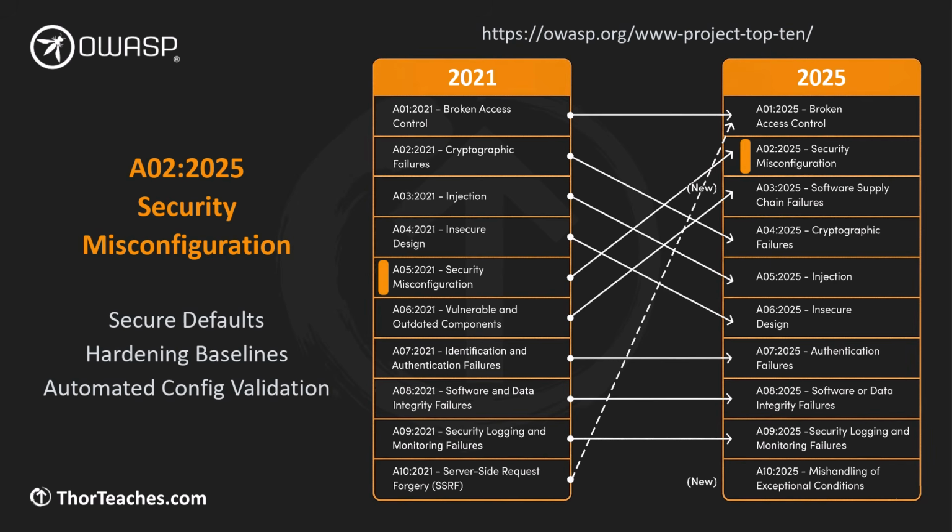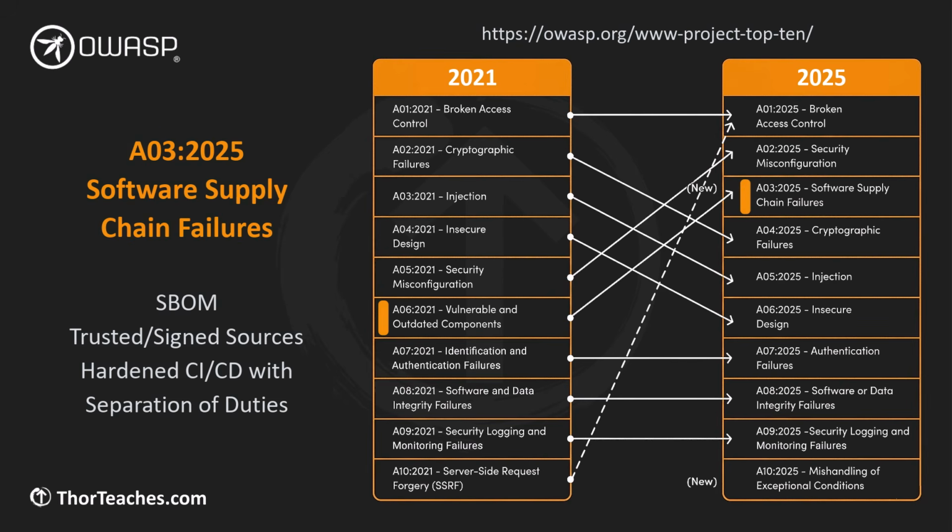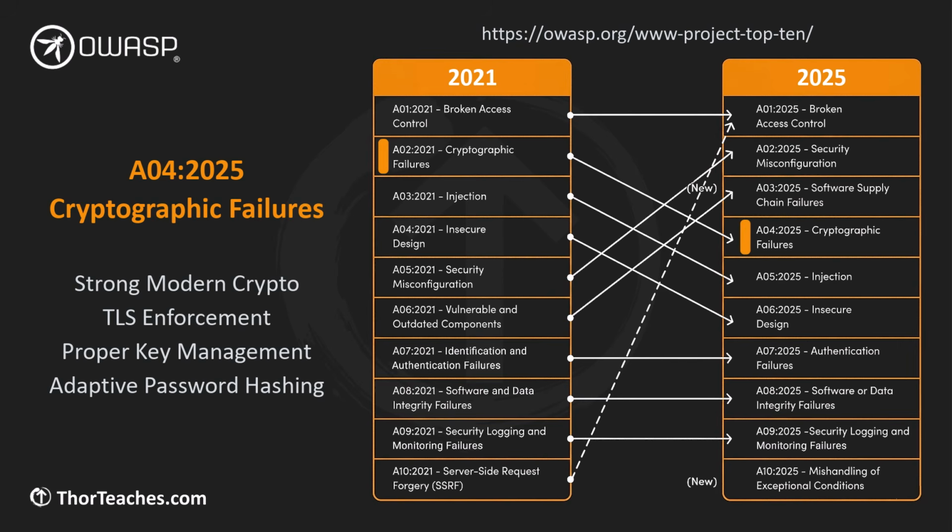A2. Security misconfiguration. The more configurable your systems are, the easier it is to leave something wide open by accident. Secure defaults, hardening. A3. Software supply chain failures. You're only as secure as the weakest thing you trust, including code you didn't write, SBOM, and trusted sources. A4. Cryptographic failures. Weak algorithms, bad key storage, or unencrypted sensitive data means attackers don't need a clever exploit, they just read it. Strong cryptography and proper key management.